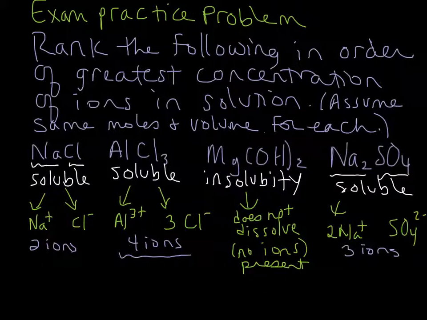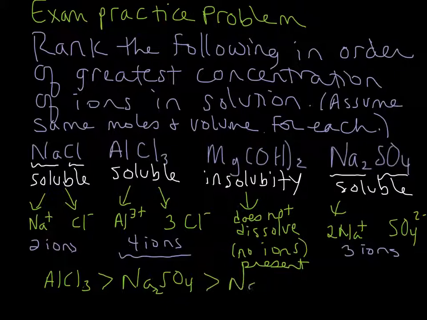So if we rank these, let's go from greatest concentration of ions in solution. That would be, of course, aluminum chloride. Oops, forgot my L there. So aluminum chloride, then sodium sulfate, then sodium chloride, and then finally magnesium hydroxide. Since it's insoluble, it doesn't give us any ions in solution.